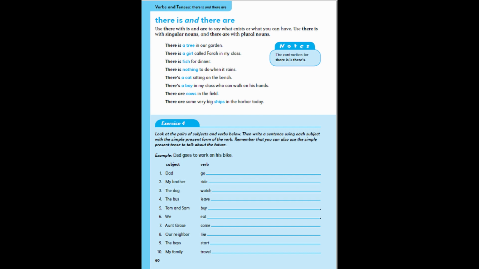There is fish for dinner. There is nothing to do when it rains. There is a cat sitting on the bench. Now here you see we are using contractions. So the contraction for there is is there's, there apostrophe s. All right. So instead of writing there is a cat sitting on the bench, I'll say there's a cat sitting on the bench. Okay, so you have to pronounce your contractions as well.